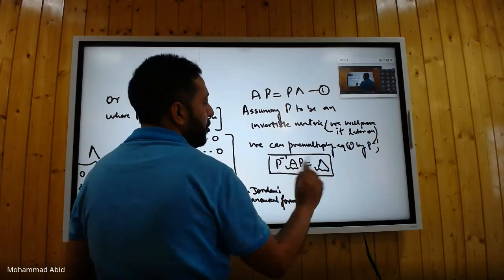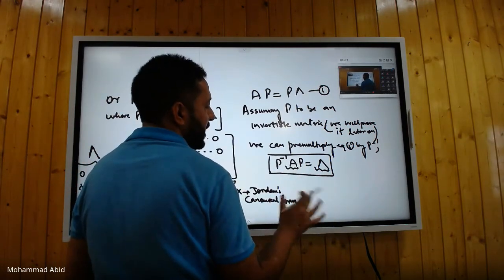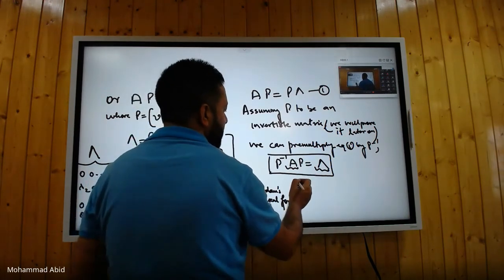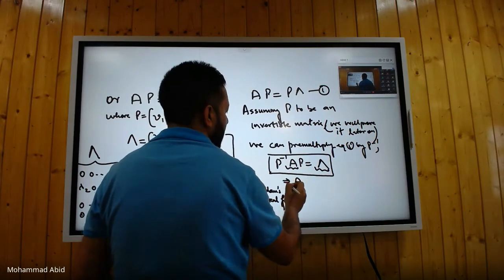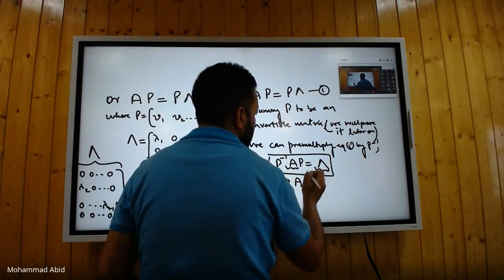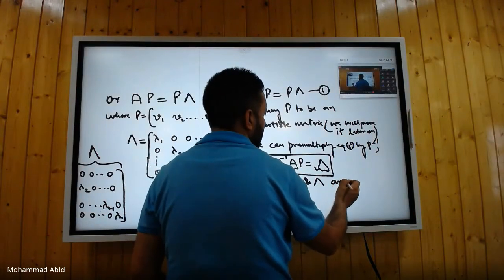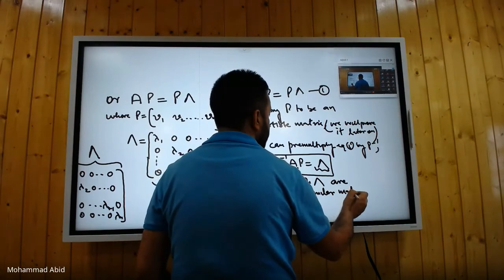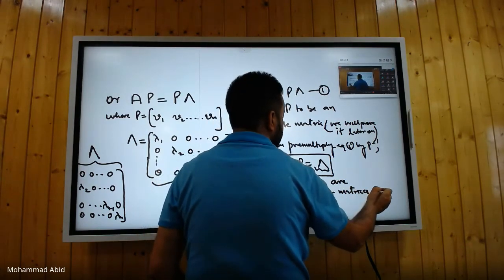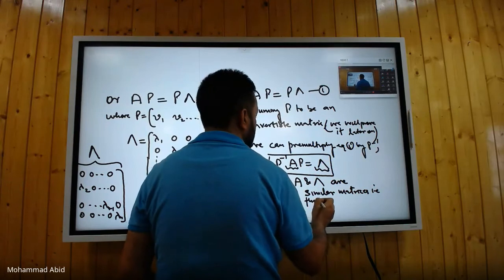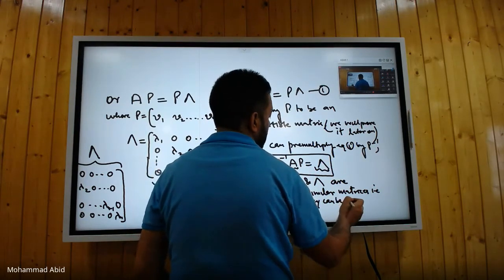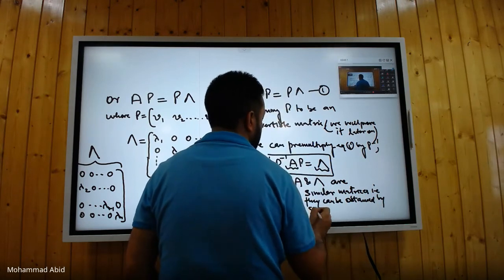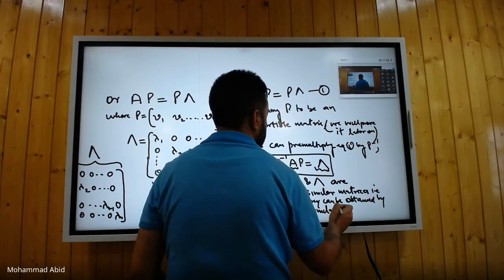So P inverse of AP or PAP inverse, we have already seen that that is an operation that we do in similarity transformations. So here you can say that this A and this matrix lambda are similar matrices. What do we mean by similar matrices? That is, they can be obtained by similarity transformation.